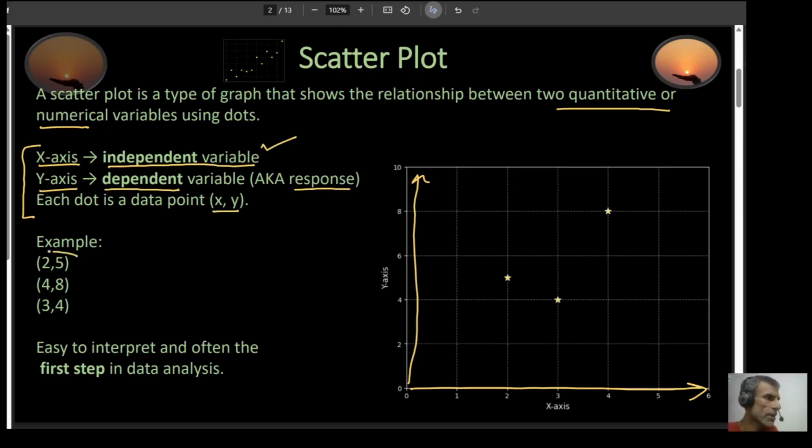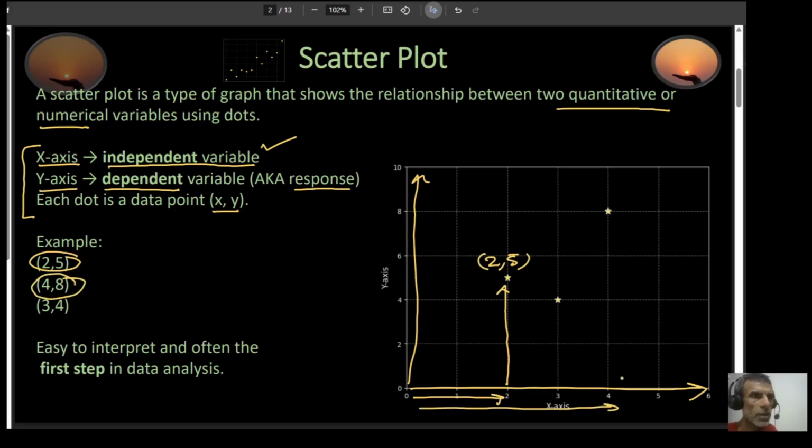So let's take a look at this example, 2 comma 5. How do you plot that? Well, this is 2 comma 5, so you go 2 units in this direction, then go 5 units along the y-axis. So this point would be my 2 comma 5. What about 4 comma 8? Same thing. You go 4 units in this direction, and then you go 8 units in this direction. This would be my 4 comma 8.